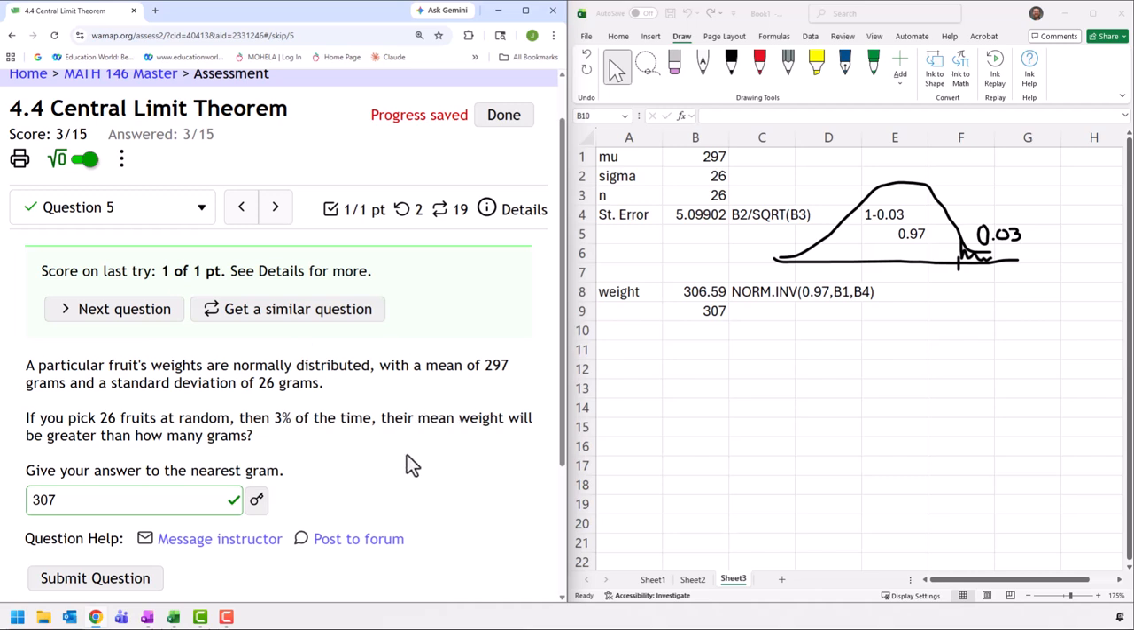So we're kind of working the same kinds of problems we were doing before in section 4.3 and even in section 4.2, but we're using the standard error instead of the standard deviation. It would be the standard error of the mean.